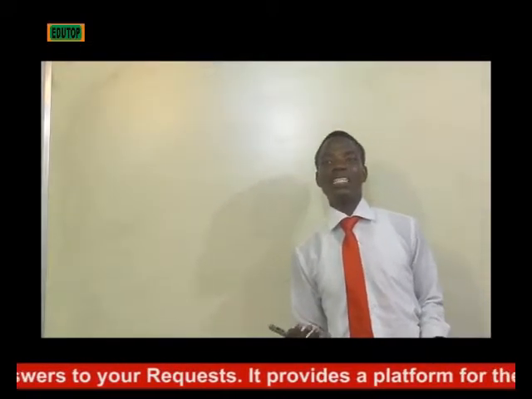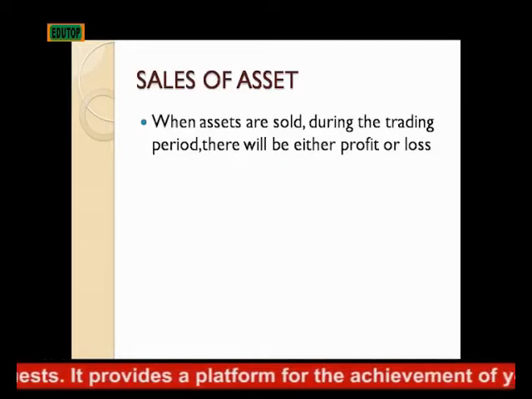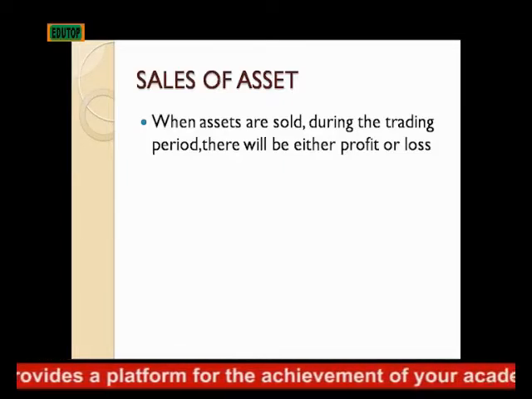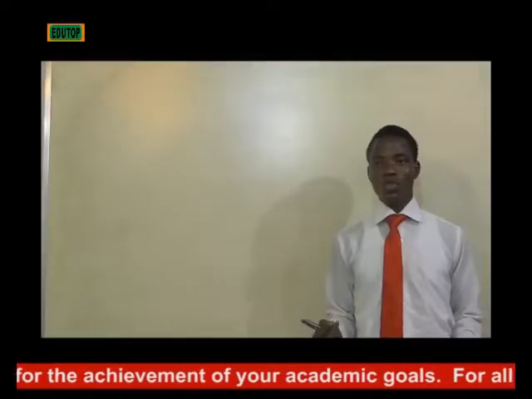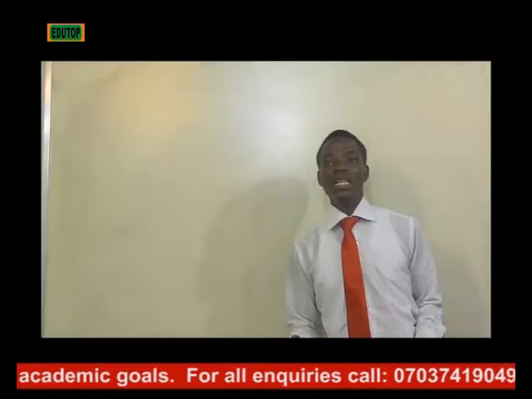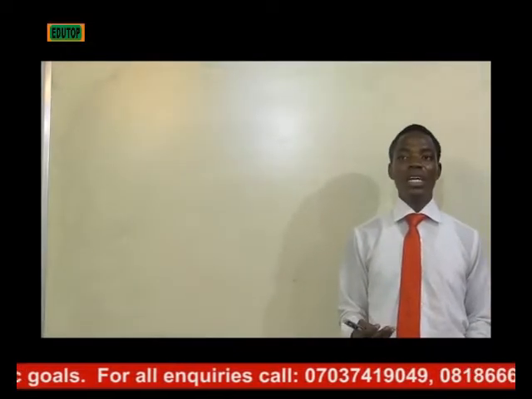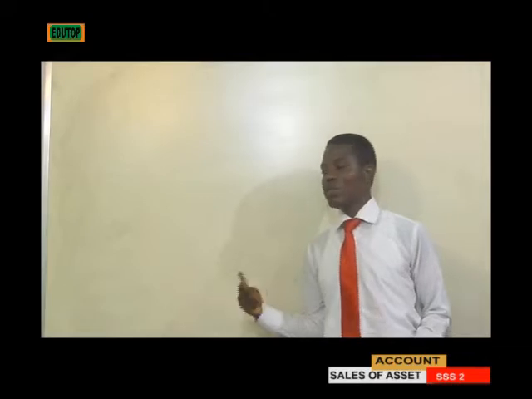So when we are talking about sales of an asset, it is when assets are sold during the trading period, and there will be either profit or loss. You know, at the end of the day, I will talk about when an asset is depreciated for its useful life, it will be disposed of at the end of the day. But here, the question given is that the asset must be disposed. So we might be given such a question. The ledgers to prepare will be given when we get to the illustration.